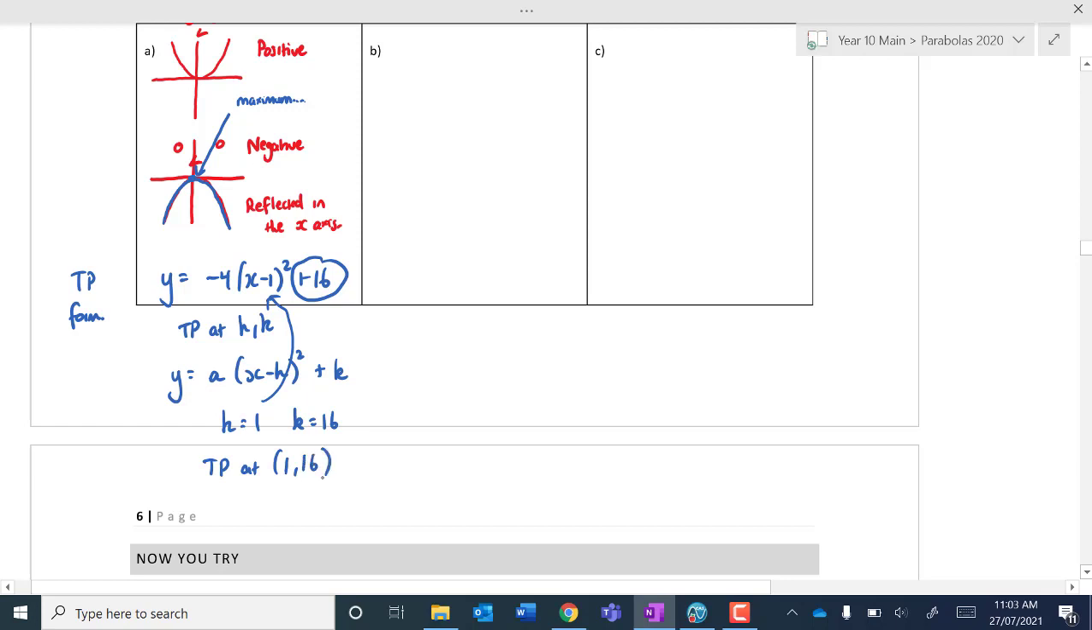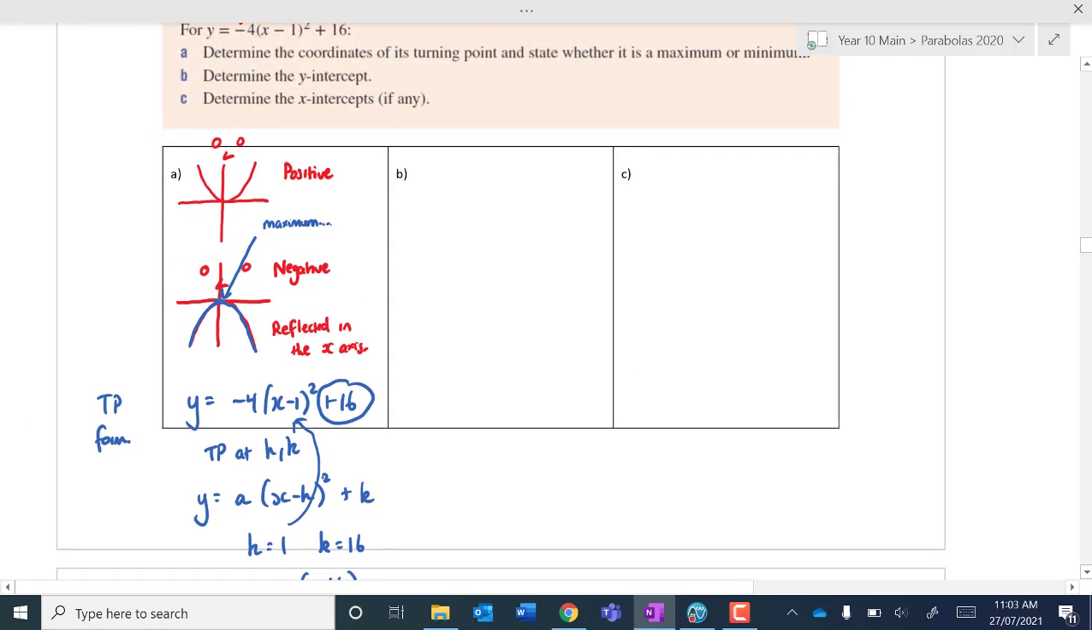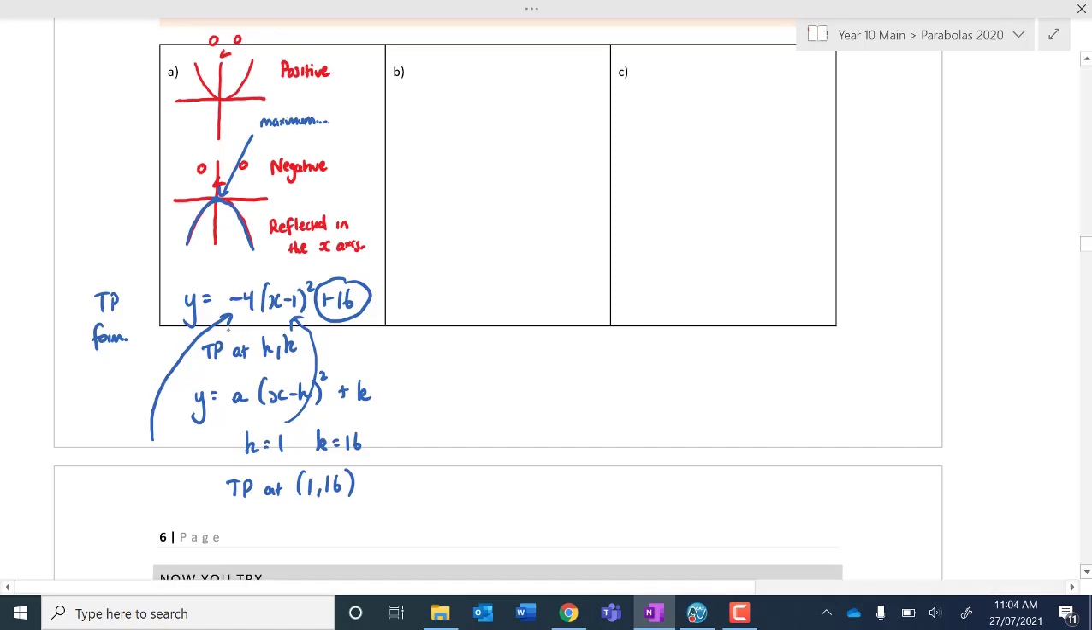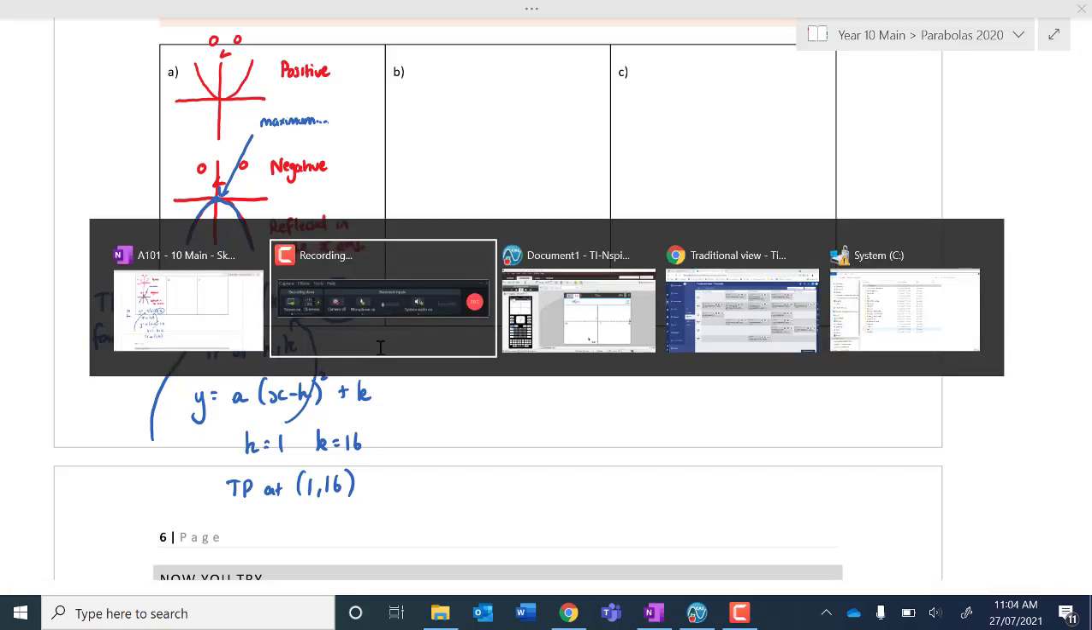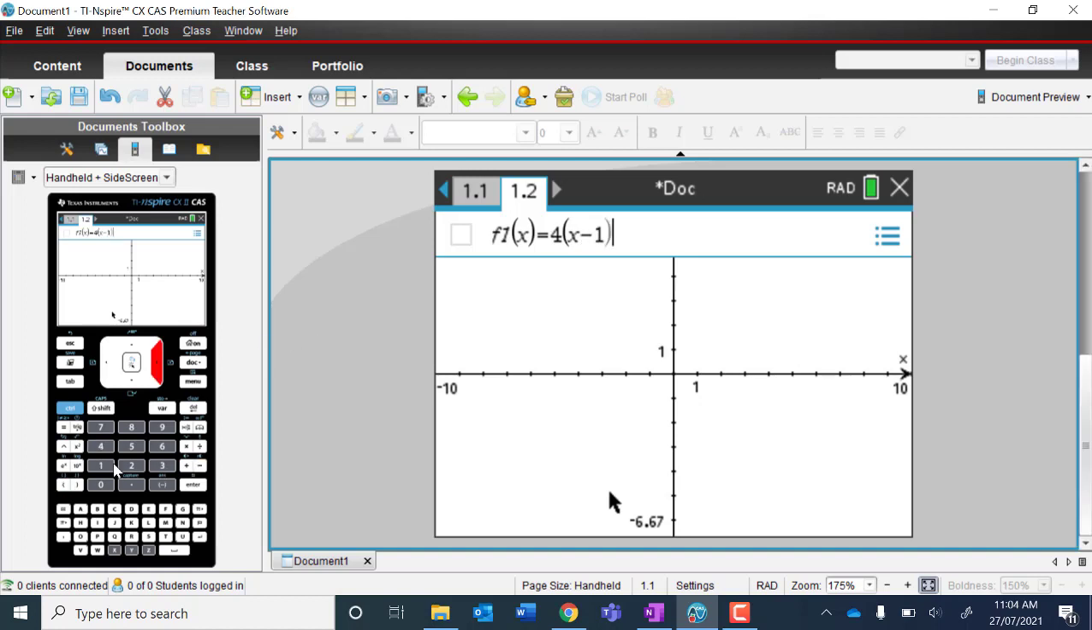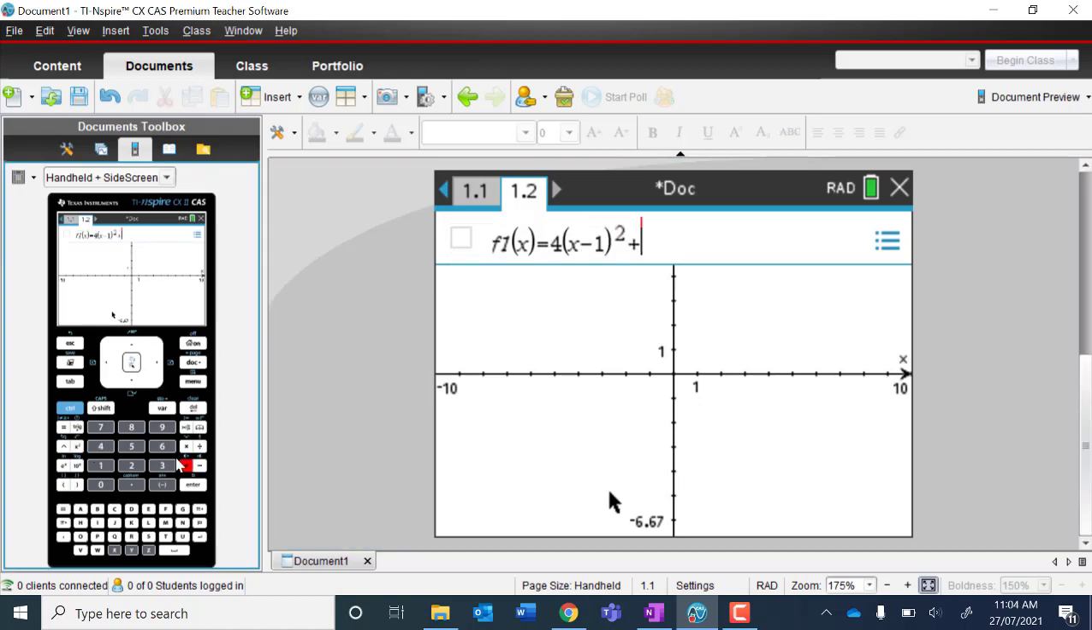Now, later on, we're also going to see that, if I go and sketch this now in the CAS, and I put this with a -4 at the front, the -4 doesn't affect the turning point, but what it does do is it affects whether it's a maximum or a minimum. Let's go ahead and sketch this now. I'm going to sketch two things. I'm going to sketch one with a +4 at the front. So we've got y = 4(x - 1)² + 16. We're going to do this in our calculator.